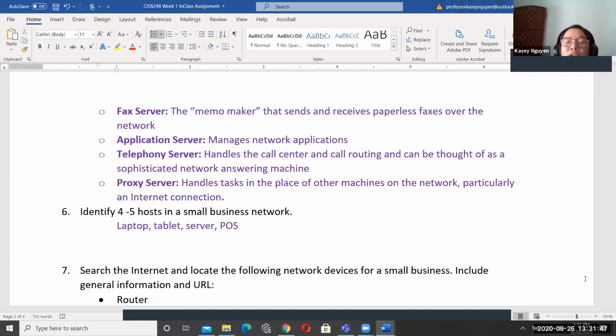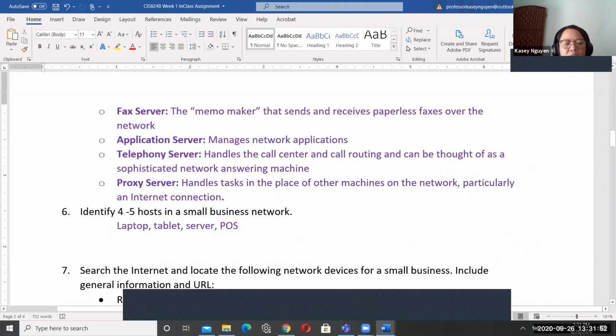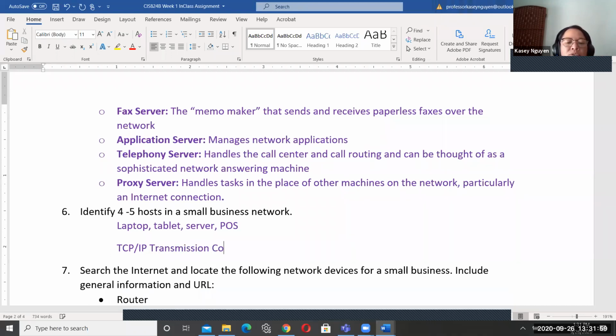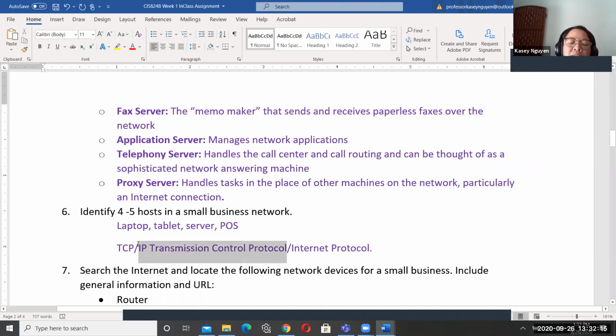Currently we use TCP/IP. It stands for Transmission Control Protocol and Internet Protocol. This part of the protocol I'm going ahead on here, but next week we'll talk more about this. It makes sure things get where they need to go.